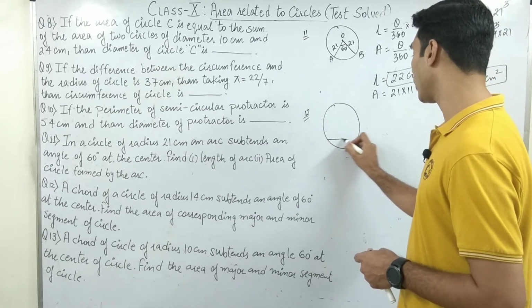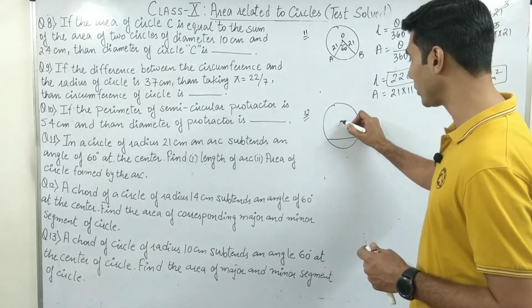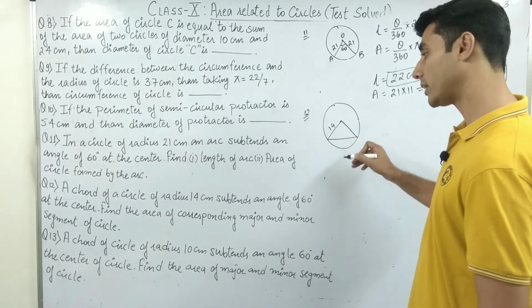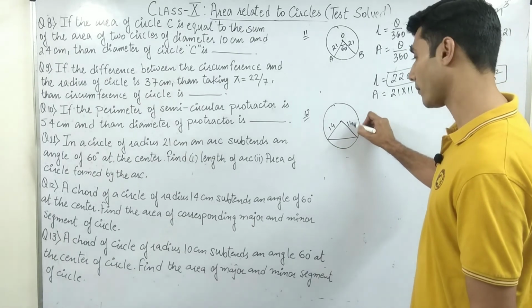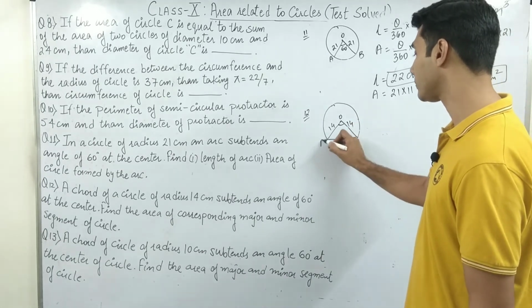A chord of a circle of radius 14. So radius is given to you as 14. Subtends an angle of 60 degrees at the center. So this is O.